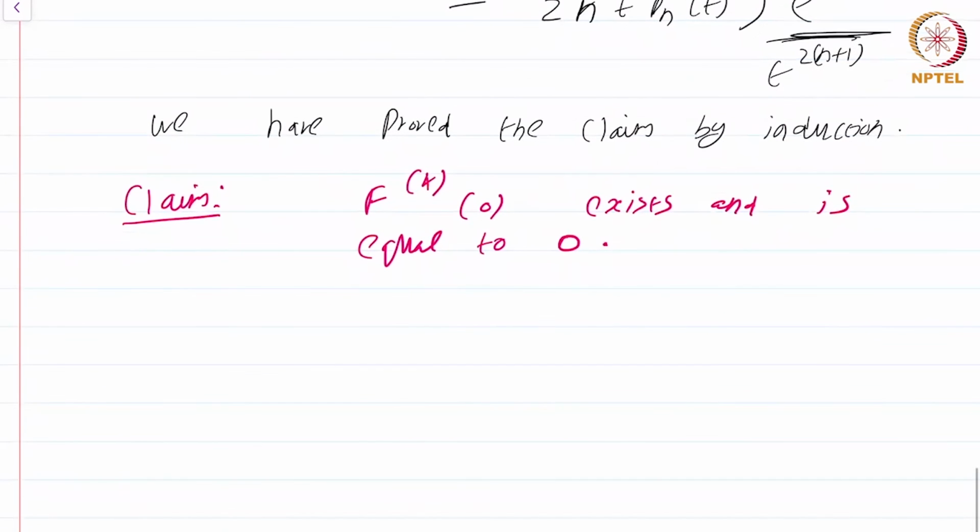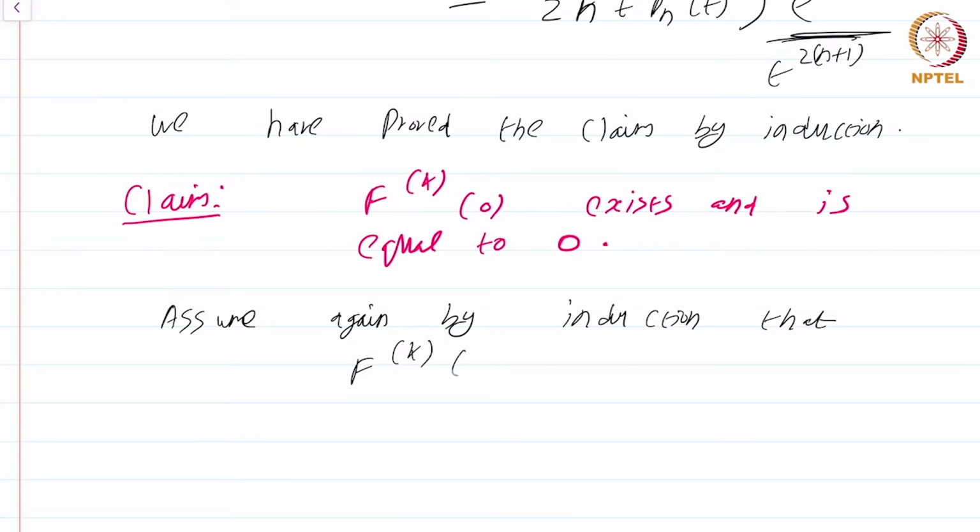So assume again by induction that f k of 0 is equal to 0.